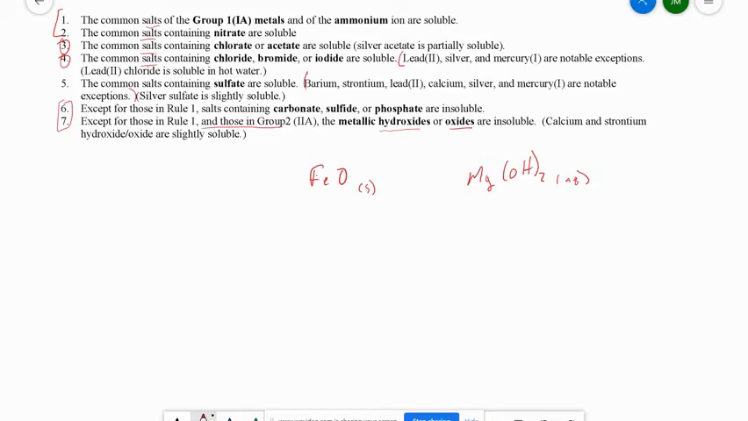Okay, see what we're looking at here on these. So let's put this into action here on a couple of double replacement reactions real quick. Let me clean off all of this, and then let's look at a couple of these here.